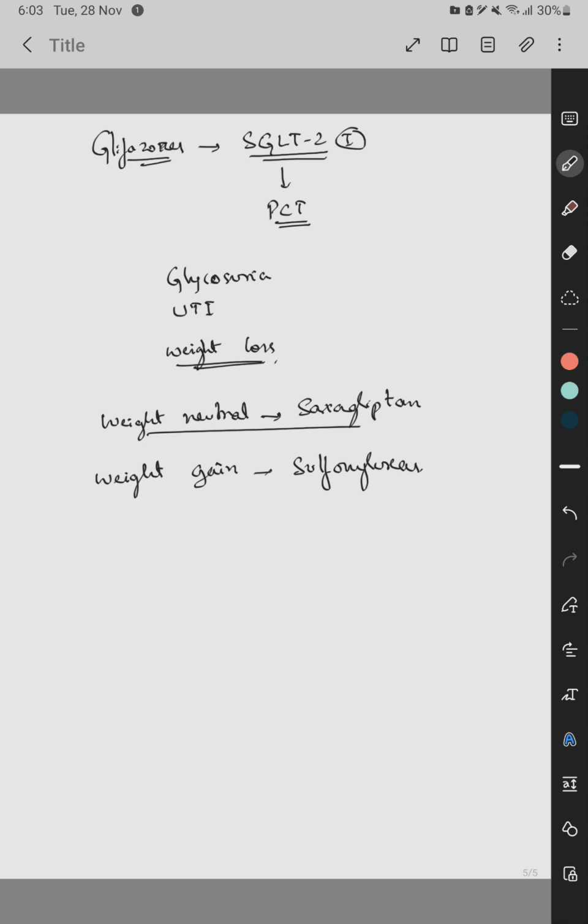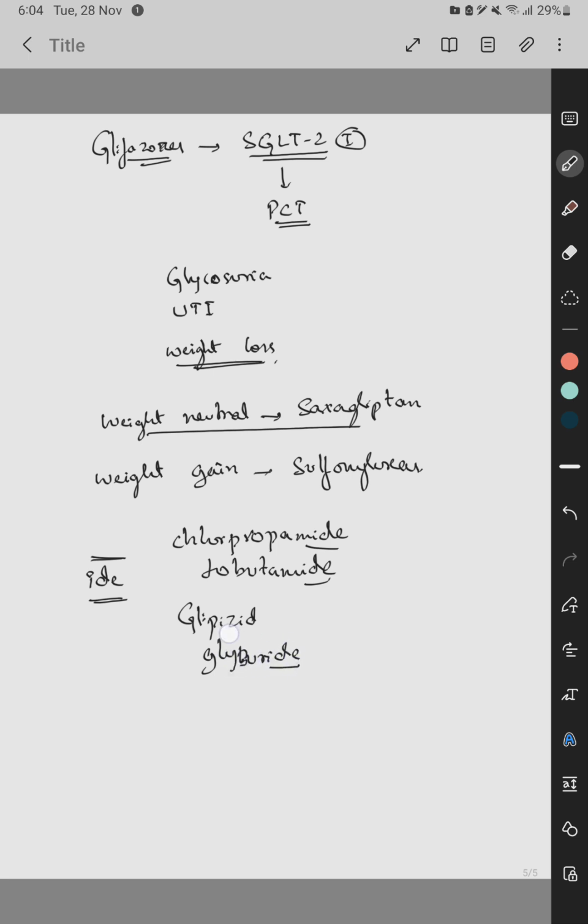The drugs which cause hypoglycemia. What are the drugs which cause hypoglycemia? We can remember by this mnemonic: the drugs which end in "ide", like meglitinides, sulfonylureas. What are the examples of sulfonylureas? Chlorpropamide, tolbutamide, right? These are first generation sulfonylureas. And glipizide, glyburide, which is the answer for this question, glyburide, glipizide.